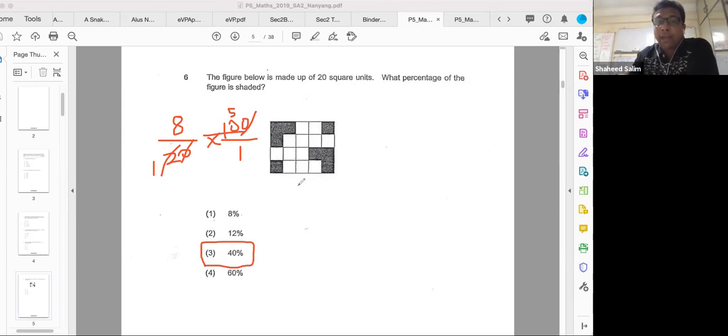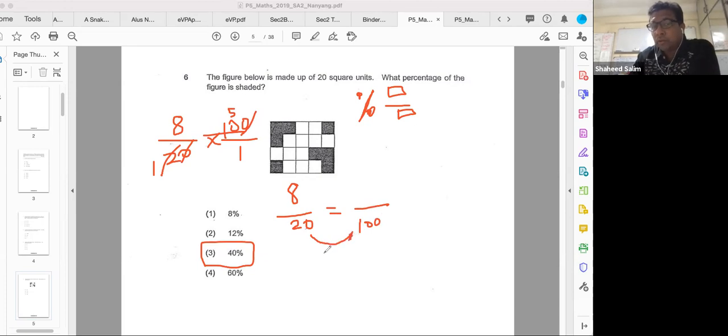That is one way. What's another way of finding a percentage? Remember, percentage is actually a fraction. Look at the percentage sign. This means some number divided by some number. But what is the percentage? The bottom number must always be 100. So if you can make a fraction of 100, that's your answer. 20 times what equals 100? Times 5. So you times by 5, you will get 40. So the answer is 40%.